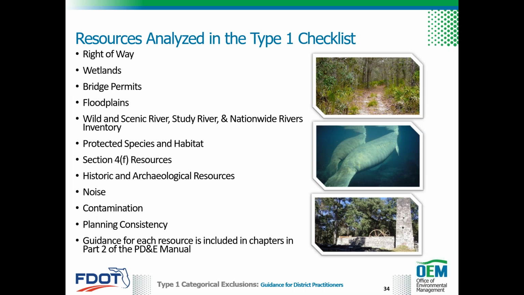Next, we will discuss each issue or resource topic on the Type 1 CE checklist. The Type 1 checklist includes the resources that are listed here. And chapters in Part 2 of the PD&E Manual describe how to conduct analysis, how to assess project impacts, and consult with resource agencies for each of these topics.